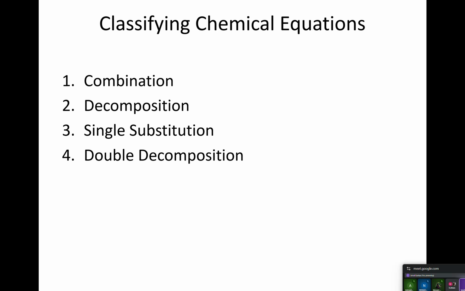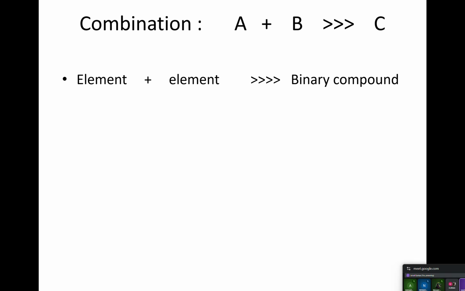So, classifying chemical equations, very important. You could classify chemical equations into 4 major categories. Combination reactions, leading to a combination chemical equation. You could have decomposition. You could have a chemical equation that involves single substitution, or you could have a chemical equation that involves double decomposition. So taking each of them one by one.